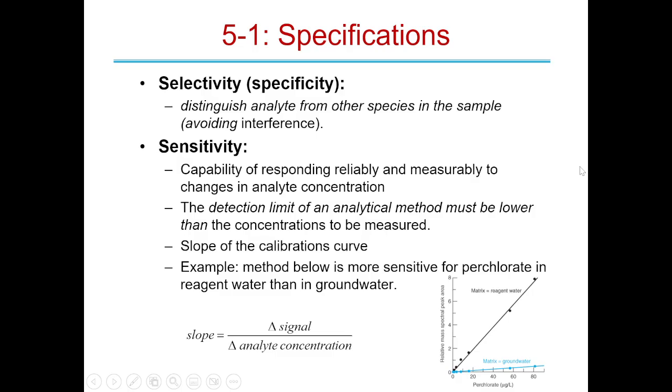Sensitivity. This is the capability of responding reliably and measurably to changes in analyte concentration. Your detection limit of an analyte method must be lower than the concentration to be measured. If your detection limit is higher than the concentration to be measured, you will never know how much is in there. Well, you'll know that it's below your detection limit.